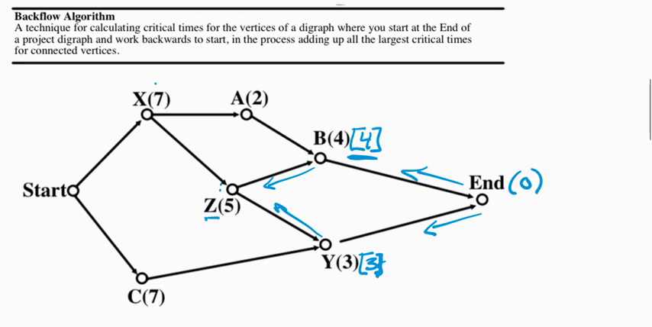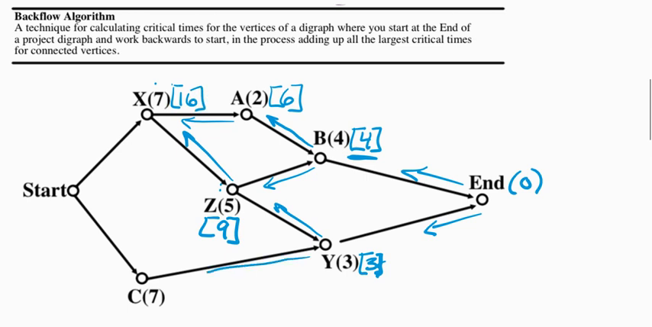And there's only one vertex that feeds back into A, and that's B. So B has a critical time of 4. We add that to 2 to get 6. And now we say, look, X has 2 different vertices that feed back into it. Which one has the larger critical time? Well, we see Z does. So we should take the 9 and add it to the 7 to get 16. And now we only have one vertex feeding back into C.